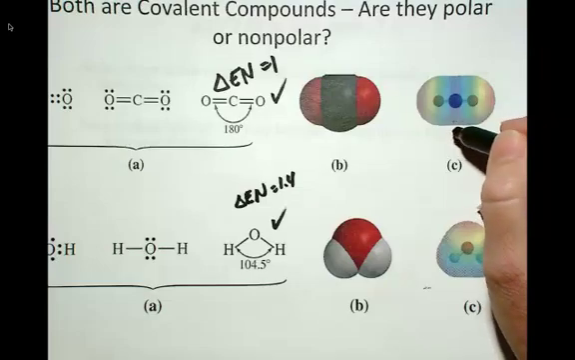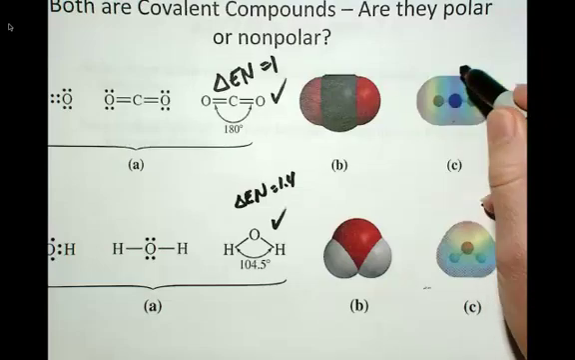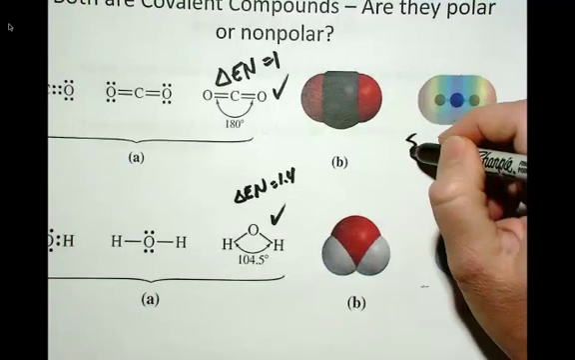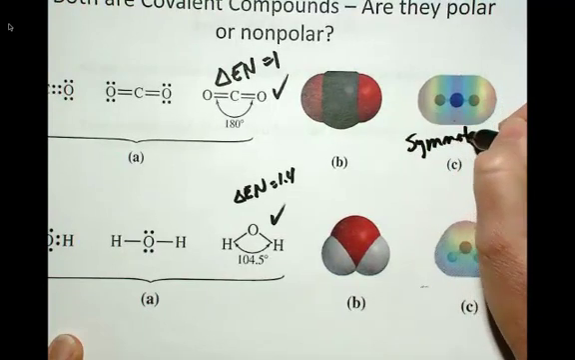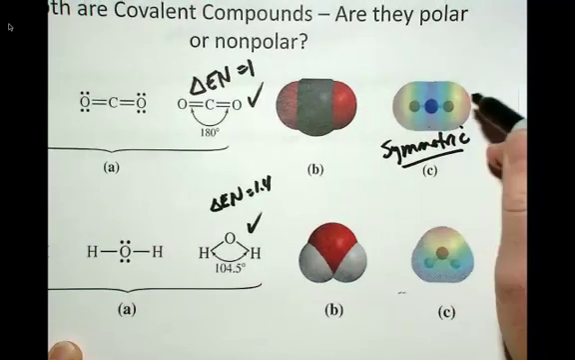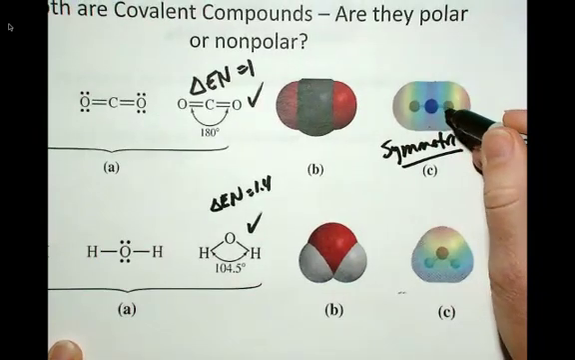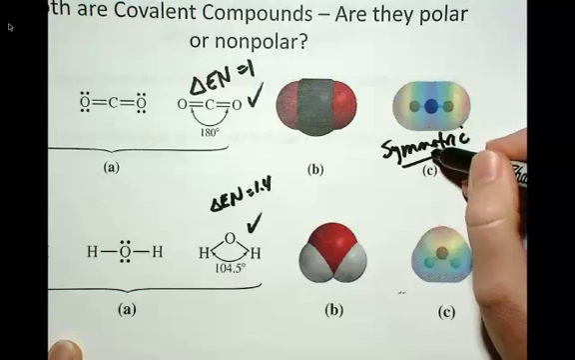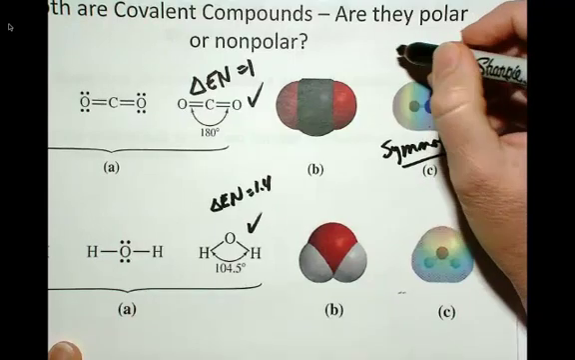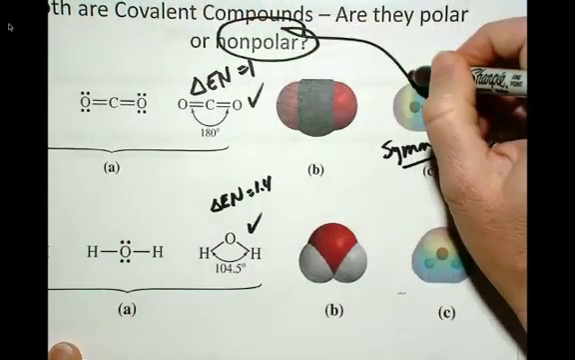So in this case, what happens is the charge distribution, although uneven in the bond, gets balanced out over the whole molecule because the molecule is symmetric. Okay, so even though there are polar bonds within the molecule, the electron cloud distribution cancels each other out. And so in the case of a symmetric molecule with polar bonds, the molecule itself is actually nonpolar.